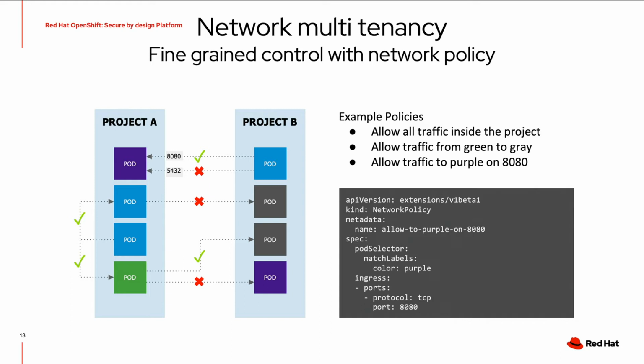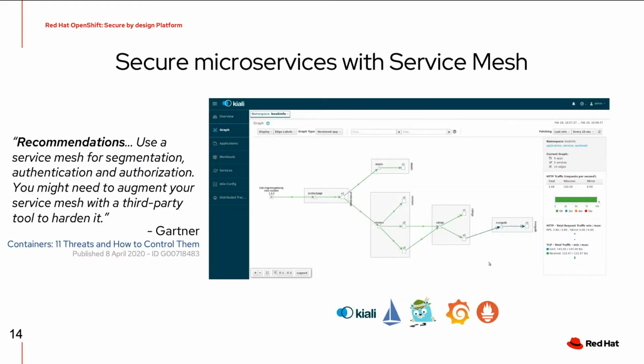Now, one of the features to definitely look at for network segmentation is a service mesh, especially if you're building cloud-native apps in microservices. As you see here, this is one of Gartner's recommendations in their article about how to control container threats. And it's interesting to point out the last sentence here of this quote about hardening your service mesh, another feature of NeuVector.